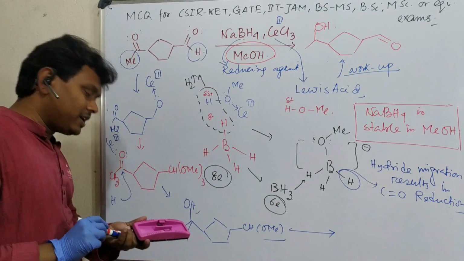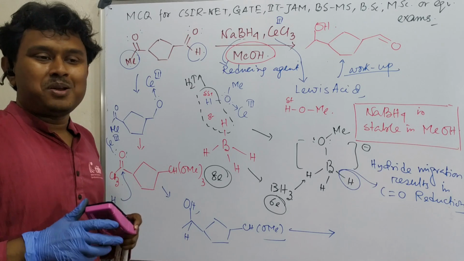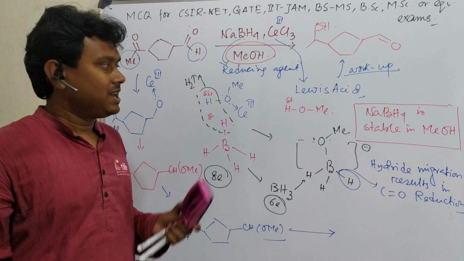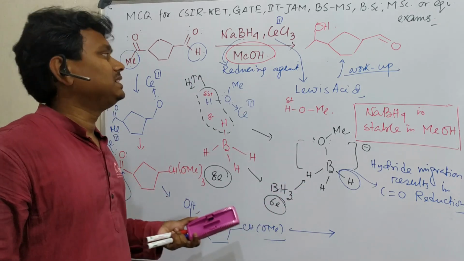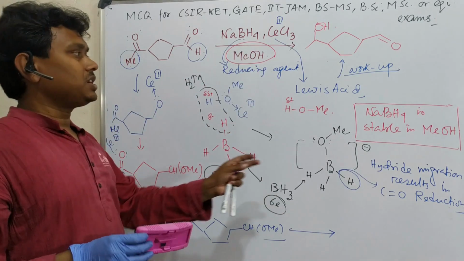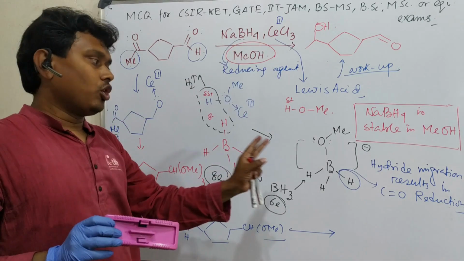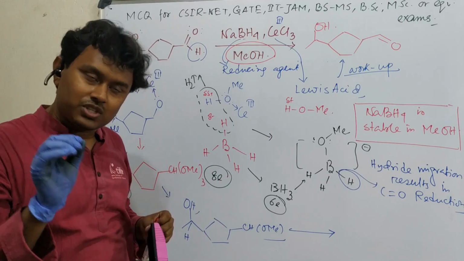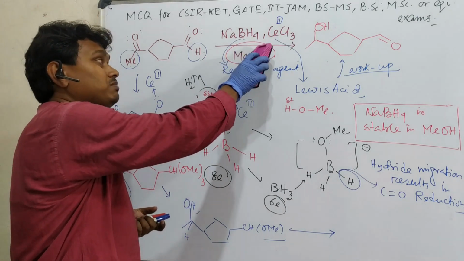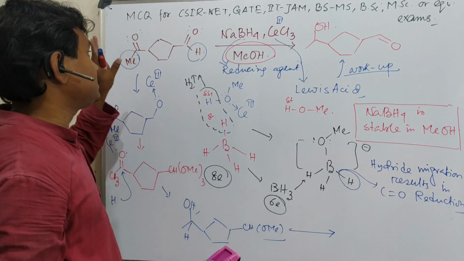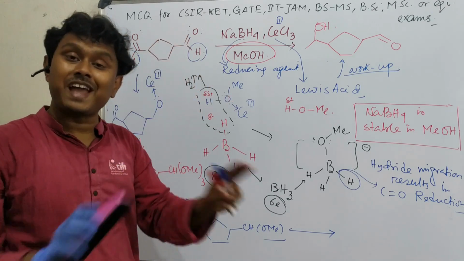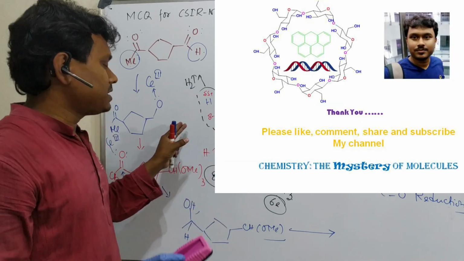So I know it's very interesting, it's well known, but I believe students may have some lack of understanding, and that I have tried to clear in this video. Okay, so this is the end of this discussion. We have learned about, first of all, solving one MCQ. Second, the selectivity of this cerium chloride sodium borohydride in methanol combination for the selective reduction of ketone in presence of aldehyde, keeping the aldehyde intact. Okay, so this is the end of this discussion.